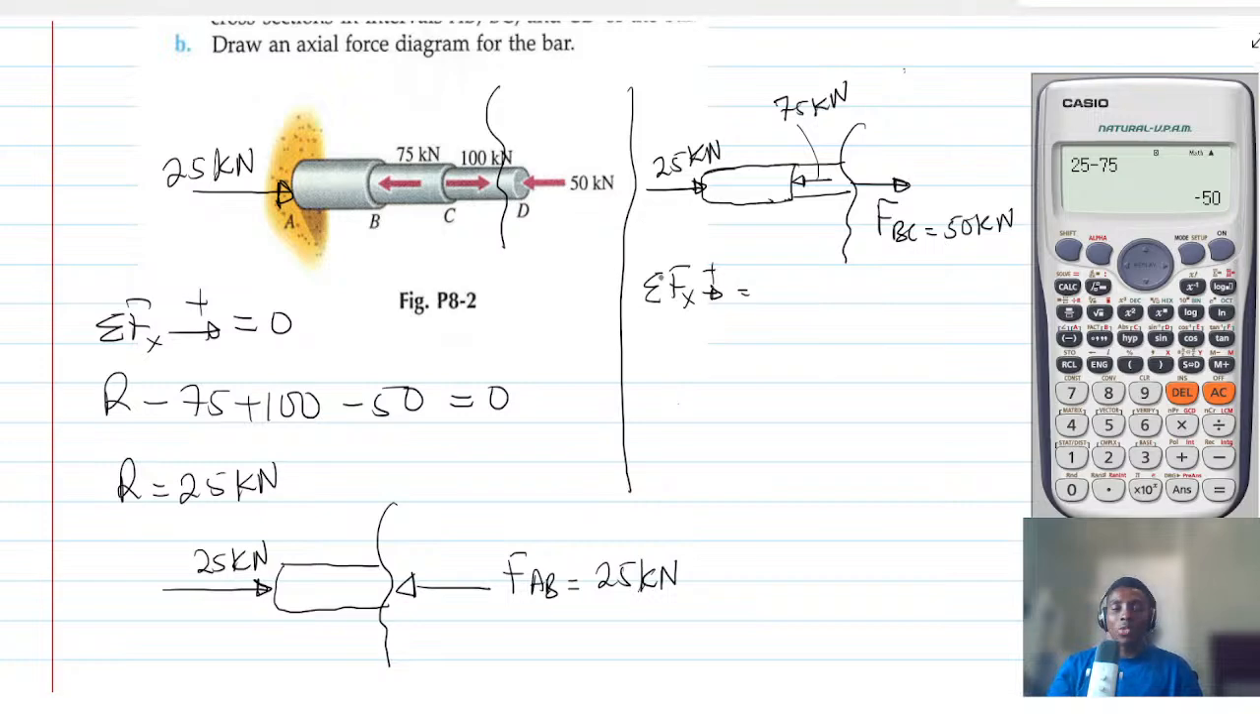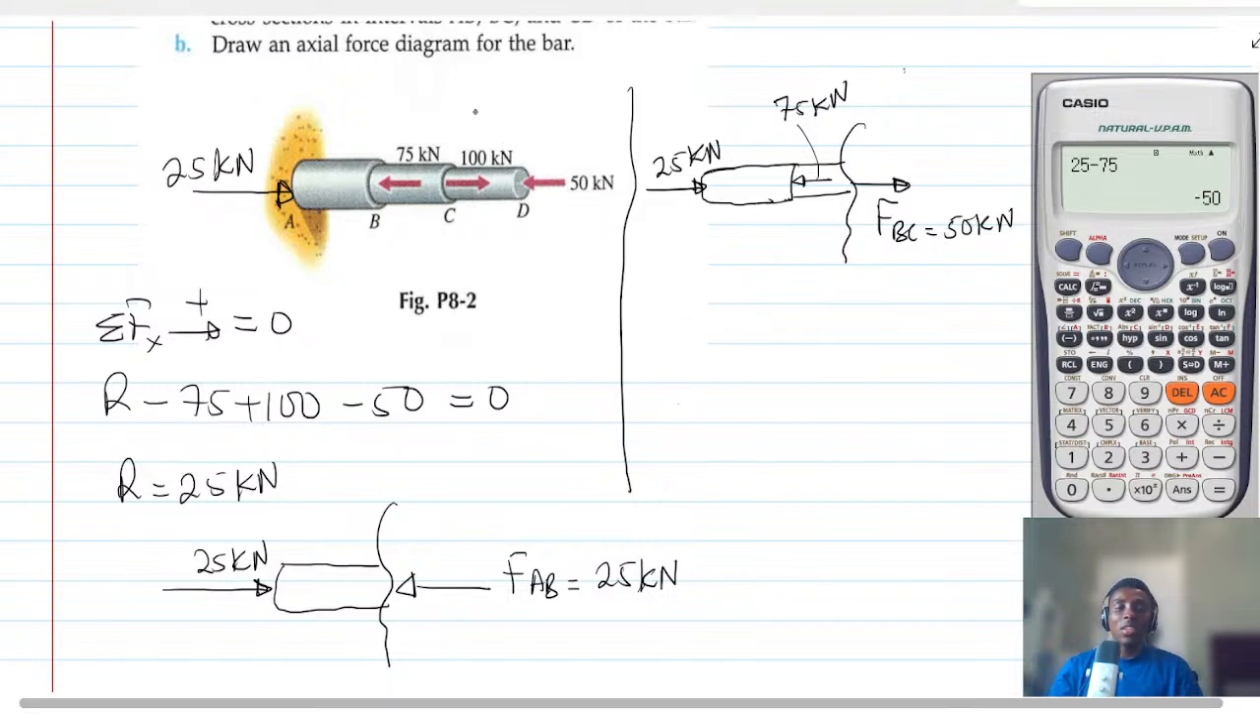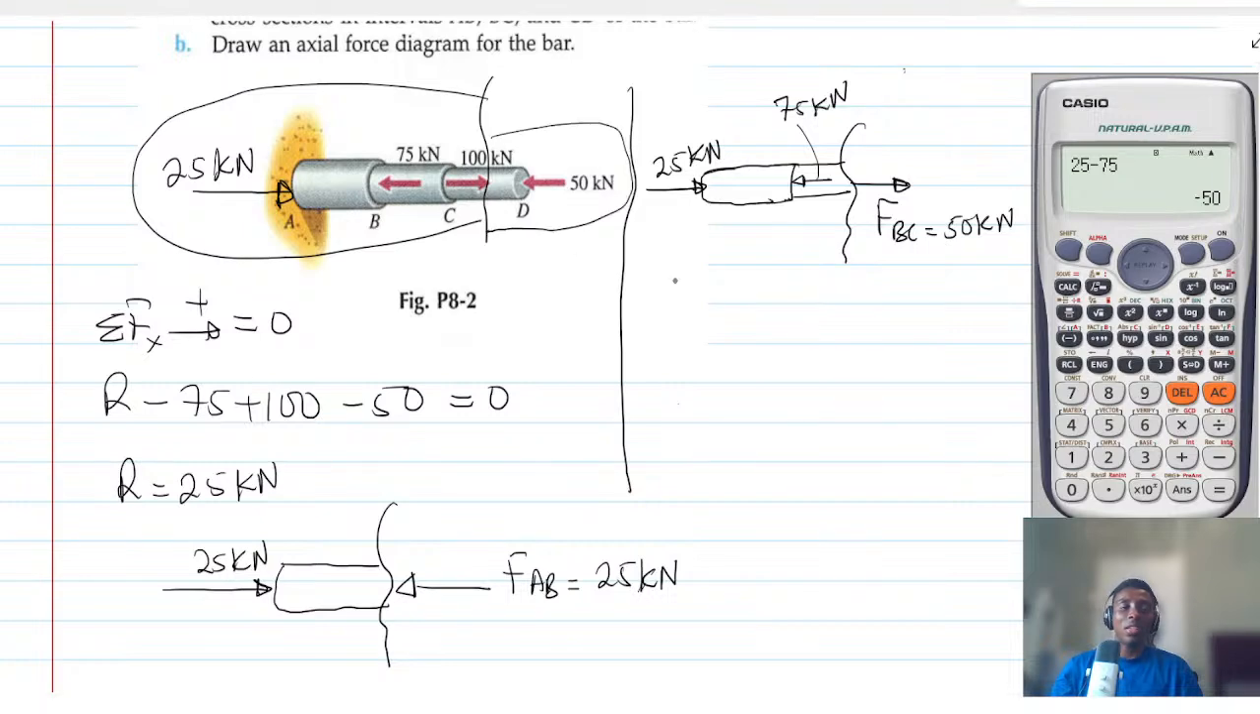So we are done for FBC. If you want to do CD, you stand here and cut. Now if you cut, either you look at the whole of this or just this simple portion here. If you look at the simple portion, you have something like this. You have a 50 kilonewton coming this way. Simply put, if this body should be in equilibrium, then FCD should come here, and then 50 kilonewtons.